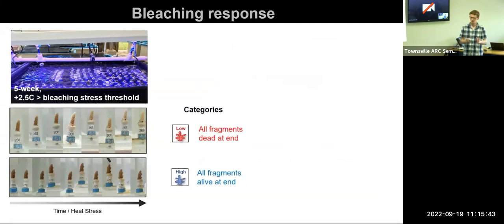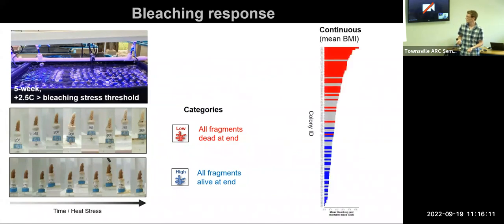So at the end of the experiment, you've got this progression of bleaching mortality responses. And we use a categorical approach to look at which ones you might categorize as high tolerance or low tolerance. This was based on the endpoint mortality or survival. If all replicate fragments from a colony are alive, we consider it a high tolerant colony. If they're all dead, we consider it low tolerance. And this matches up pretty closely with that bleaching mortality index.